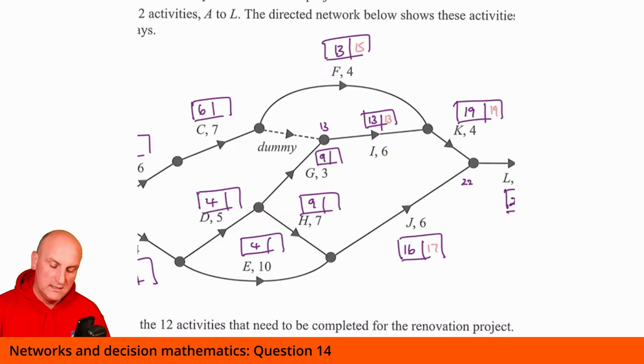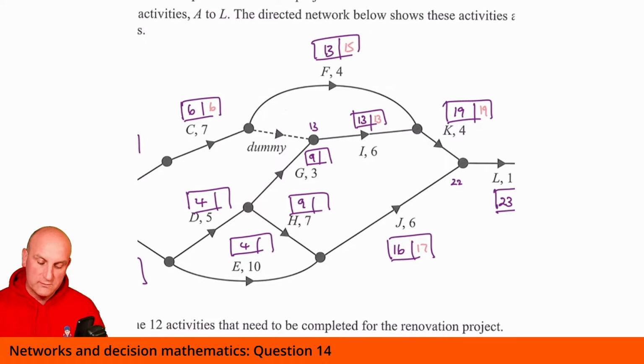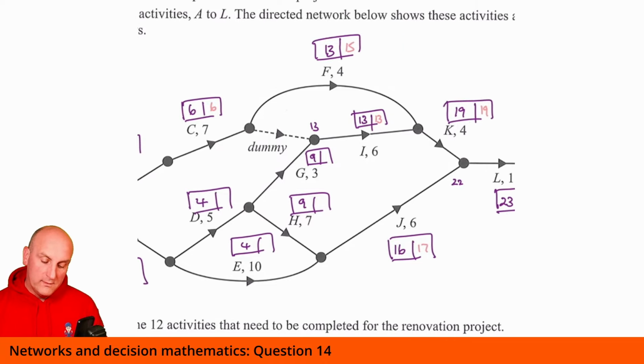It's going to give me 13. 13 minus 7 gives me 6. That's going to give me 6 there. 6 minus 6 gives me 0 there. So that's one there. Right, what do we have here?